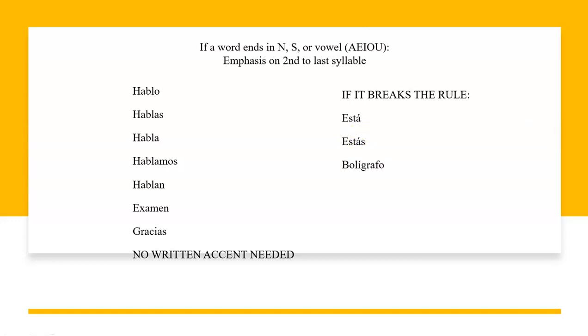Bolígrafo. Simpático. Japonés. So because they break the rule, they end in a vowel, an N or S, and the emphasis is not on the second to last syllable. You have to write in the accent mark. So nobody can just give you a word without you knowing what it sounds like and say, put the accent mark on it. You have to hear it to know if it needs an accent mark or not.